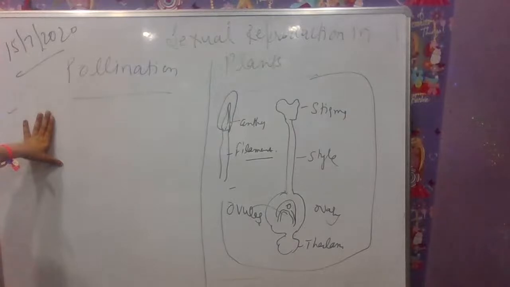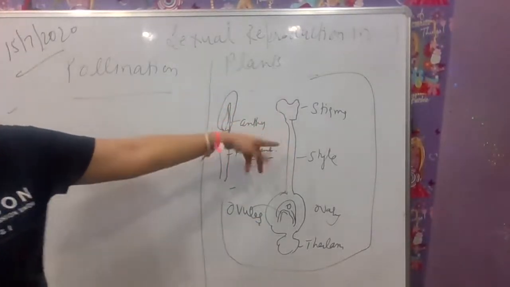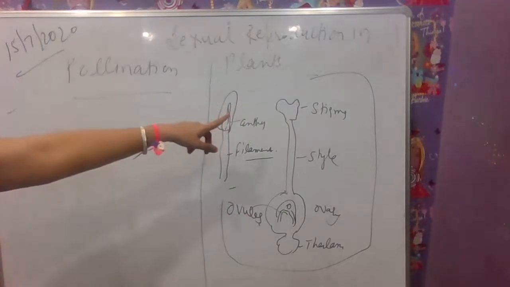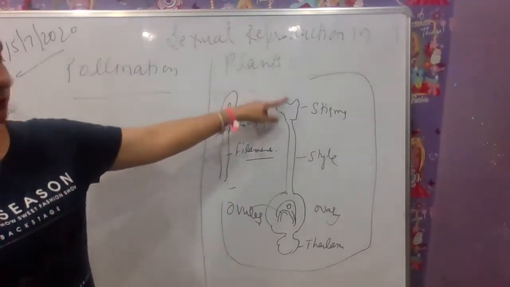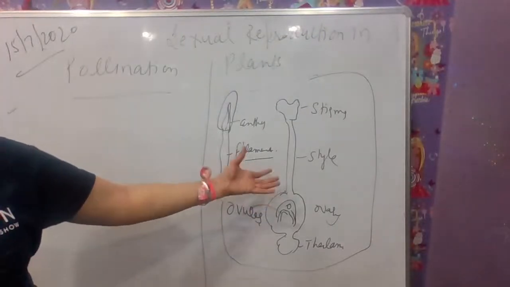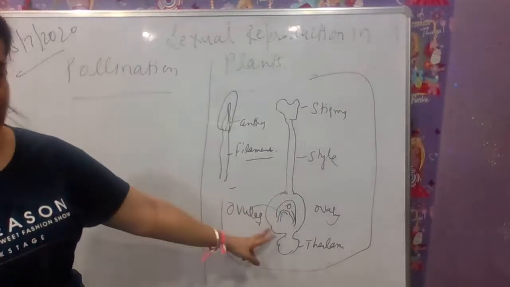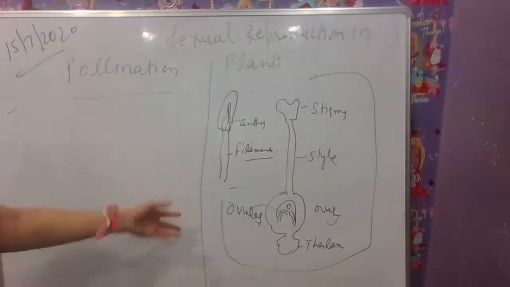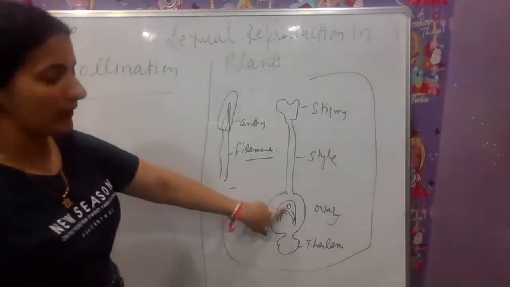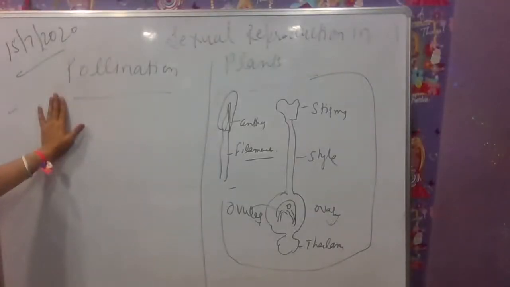Now, what is pollination? But I have discussed stigma, style, ovary. Let me discuss it first. I think it is left. Stigma is the upper part. It receives pollen grain. Style connects the stigma with the ovary. And the ovary is the basal structure of the carpel. It consists of ovules. And in the ovule, the female gamete or egg is there. Is that clear?